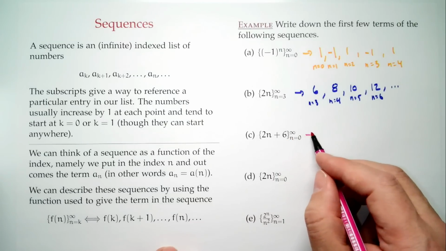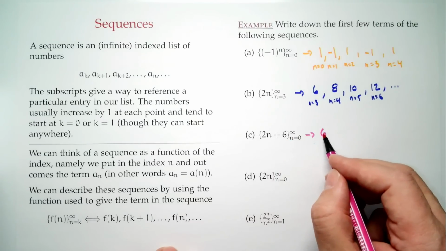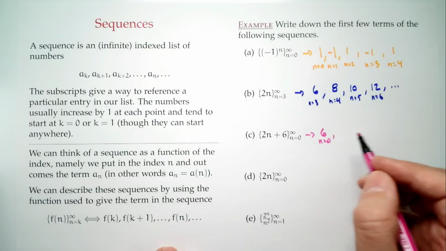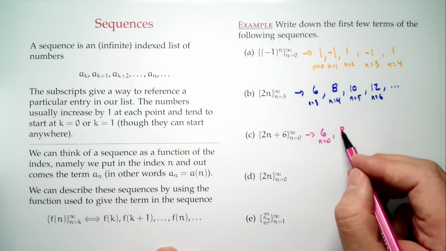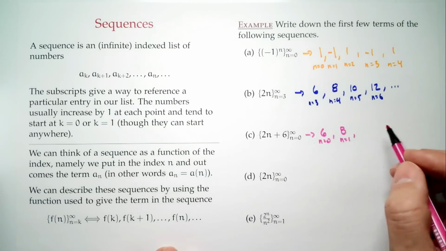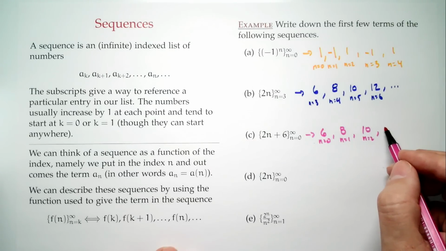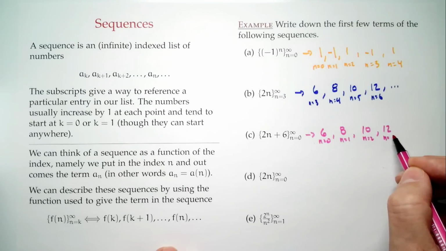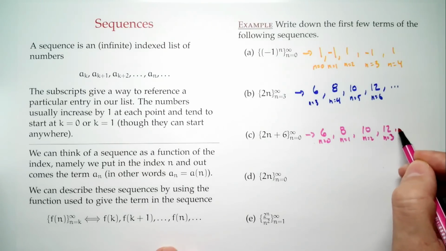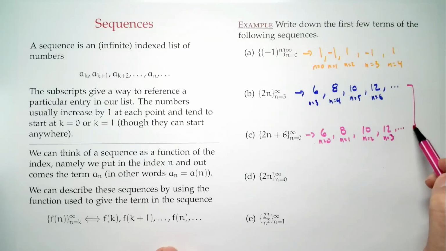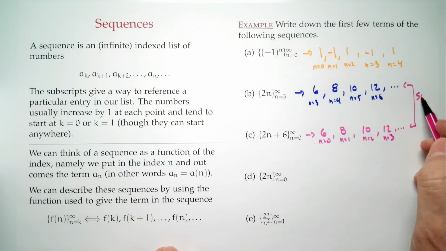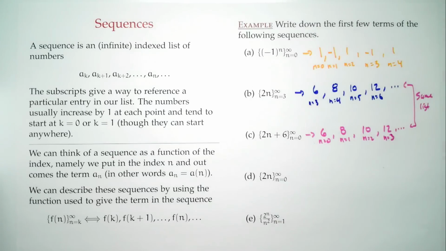Well, what's the first term? 6. What's the next term? 8. And then 10. And then 12. What do you notice? Yeah, these are the same list. So in some sense, it is possible to describe the same sequence of numbers in multiple ways.